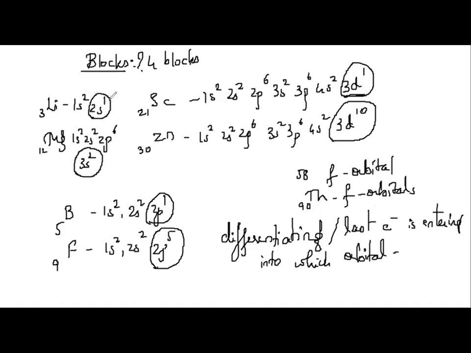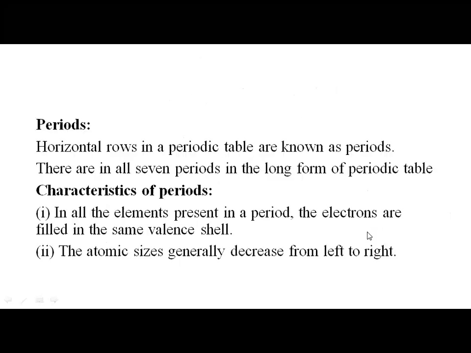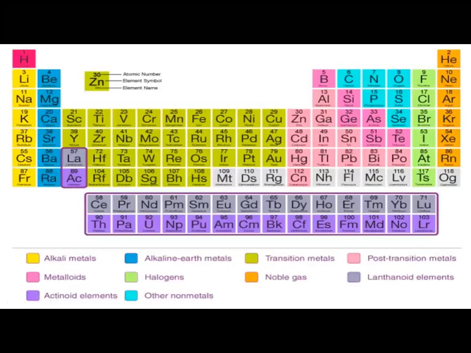If the differentiating electron is entering into s orbital, then that element belongs to s block. If the differentiating electron is entering into p orbital, then that element belongs to p block. If it is entering into d orbital, then that element belongs to d block. And if it is entering into f orbital, then that element belongs to f block. So based on this, we have 4 blocks in our periodic table.